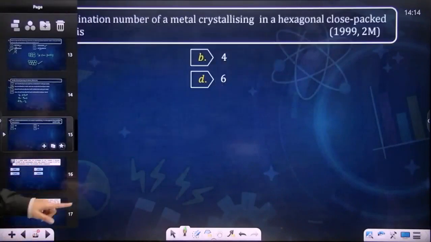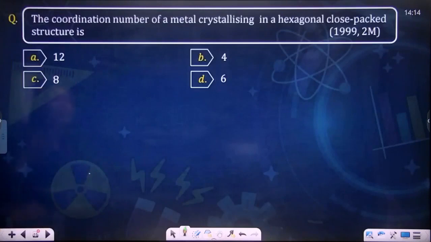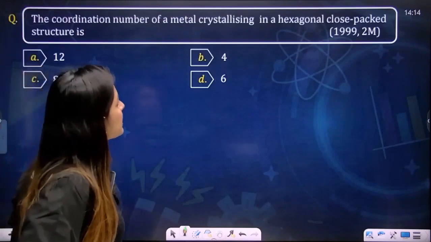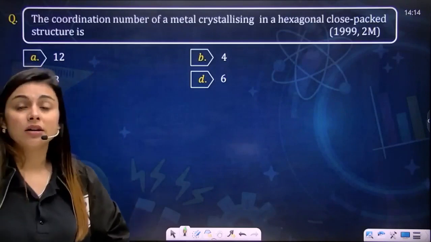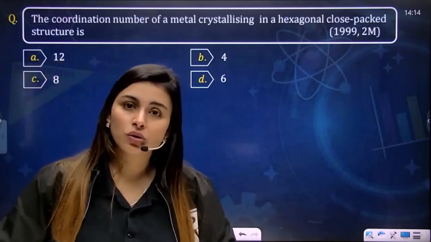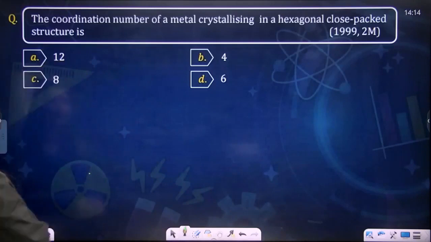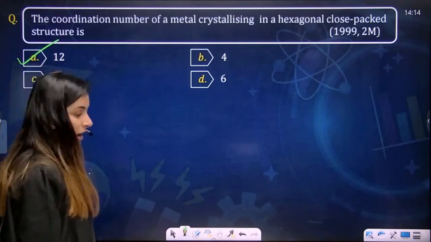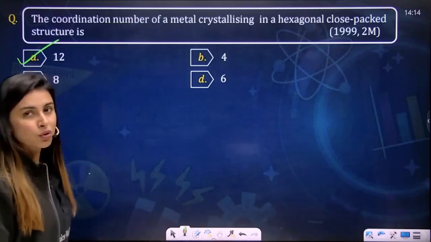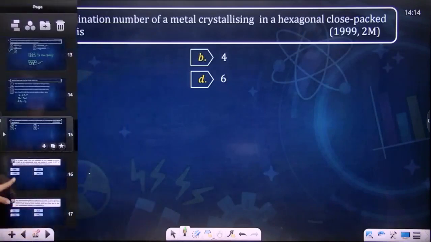Next question. The question says that the coordination number of a metal crystallizing in a hexagonal close packed structure is, since it is getting crystallized in a hexagonal close packed structure, the coordination number would be 12, right? Yes. So option A will be your correct answer. Direct question, my dear students. I hope you're clear with this. Can we move forward to the next question? Let's move forward to the next question.